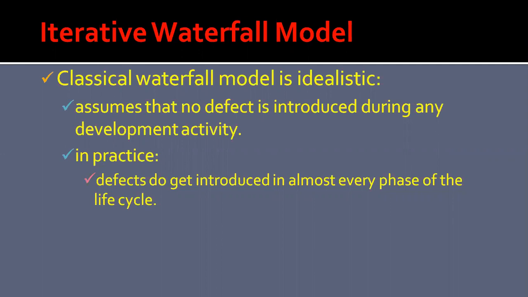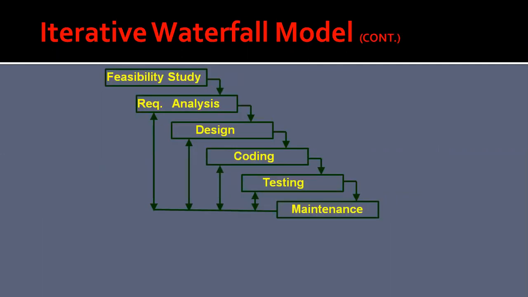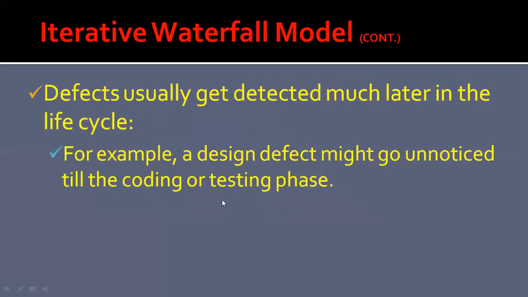The main change that the iterative waterfall model brings to the classical waterfall model is in the form of providing feedback paths from each phase to its preceding phases. Here the feedback paths are introduced by the iterative waterfall model, as we can see in this picture. These feedback paths allow for correcting the errors committed by the programmer during some phase, as and when they are detected in the later phases.